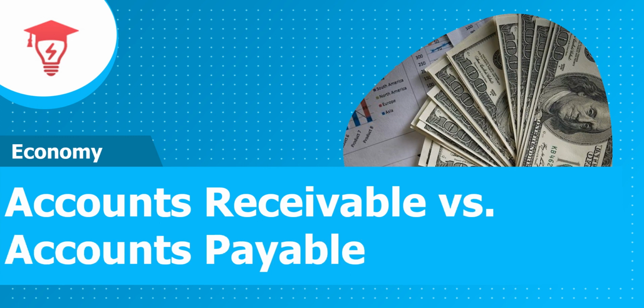Accounts receivable versus accounts payable. Accounts receivable and accounts payable are essentially on opposite sides of the balance sheet. While accounts receivable is money owed to your company and considered an asset, accounts payable is money your company is obligated to pay and considered a liability.